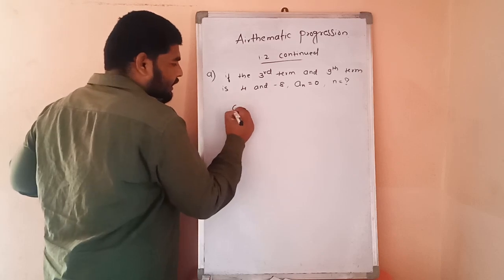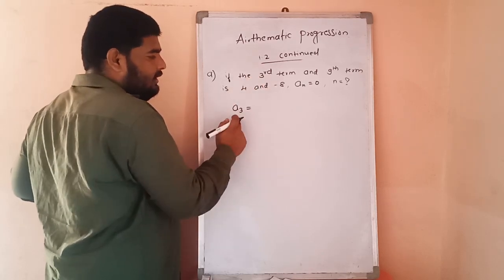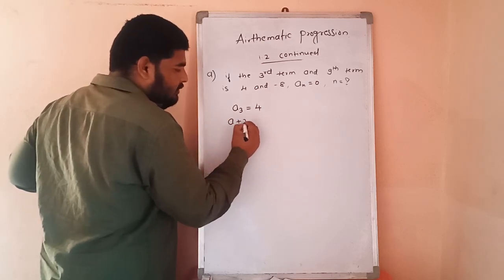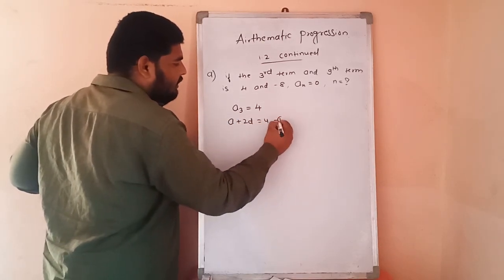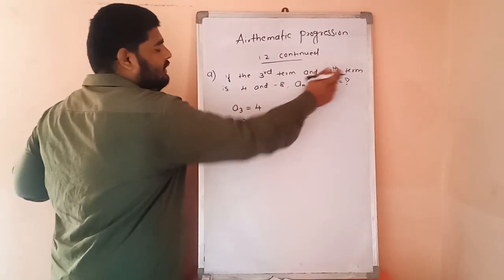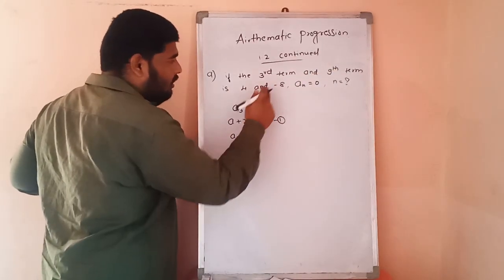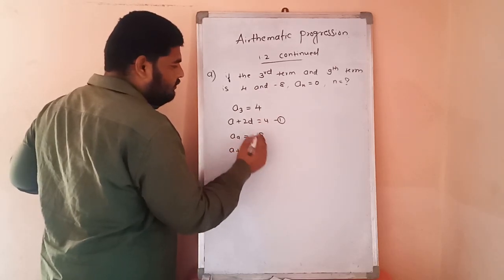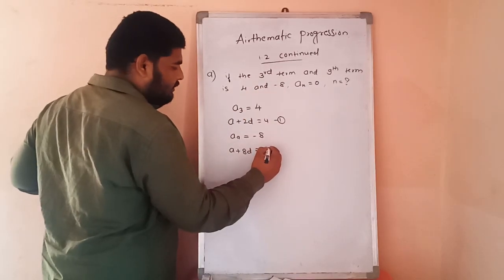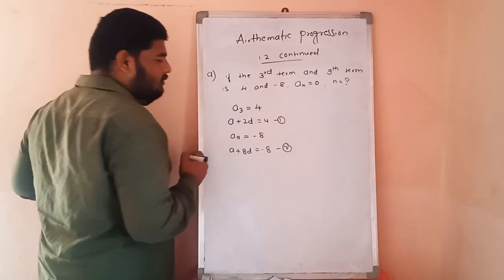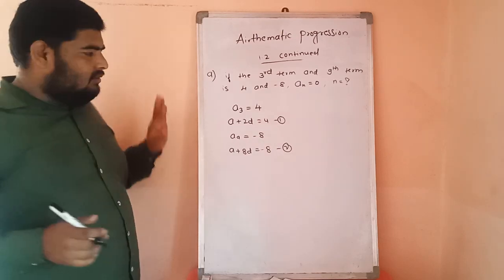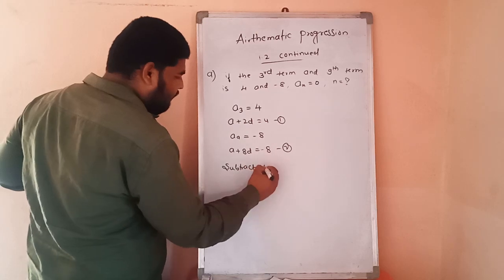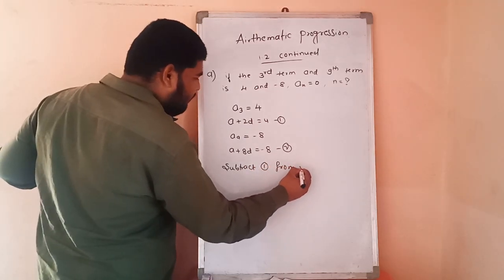Okay, if the third term, so what is that? A3. Third term means A3. A3 is how much? 4. A3 is nothing but a plus 2d is equal to 4. Equation 1. Ninth term, A9, is how much? Minus 8. So a plus 8d is equal to minus 8. Equation 2. Same procedure as I did in the 7th and 8th problems. Subtract equation 1 from equation 2.